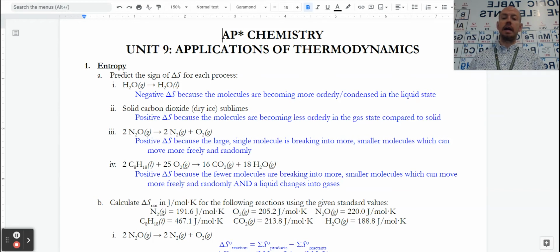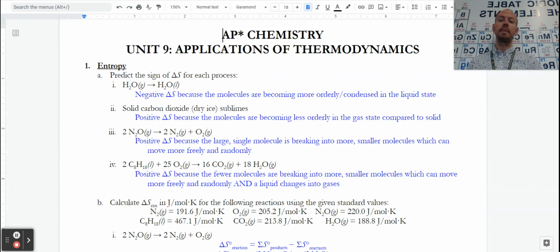When solid carbon dioxide, which we would call dry ice, sublimes, remember sublime means go from solid straight to gas. So that is a positive. That is an increase in disorder. The molecules were very orderly in that solid crystal and are very disorderly or very random as they go to the gaseous state.